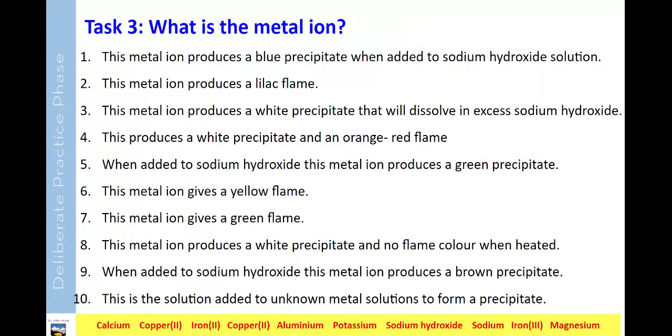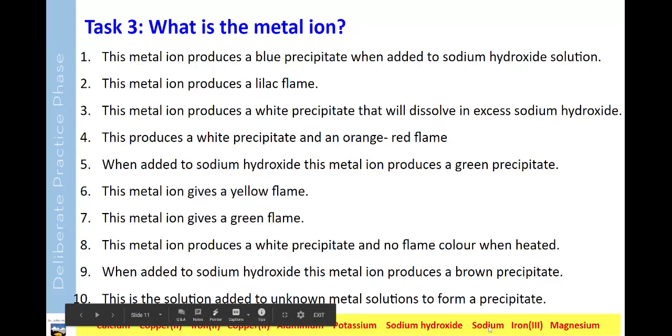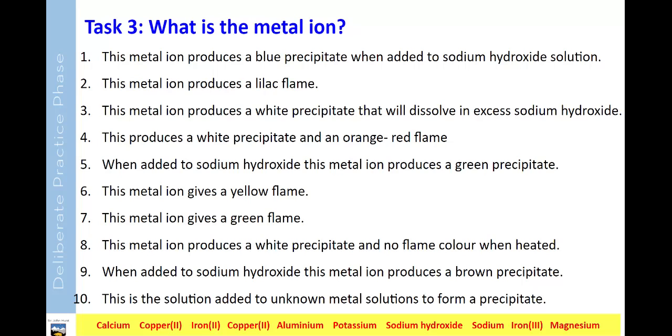So task 3, what is the metal ion being described? For example, number 1 says this metal ion produces a blue precipitate when added to sodium hydroxide solution. Well, which one gives a blue precipitate? We know it's copper. So pause the lesson video, go and complete this task. If you are stuck, I've given you the answers mixed up in this yellow rectangle at the bottom. So remember, pause the lesson video, complete this task by adding in your answers, come back once you're complete to green pen your work.